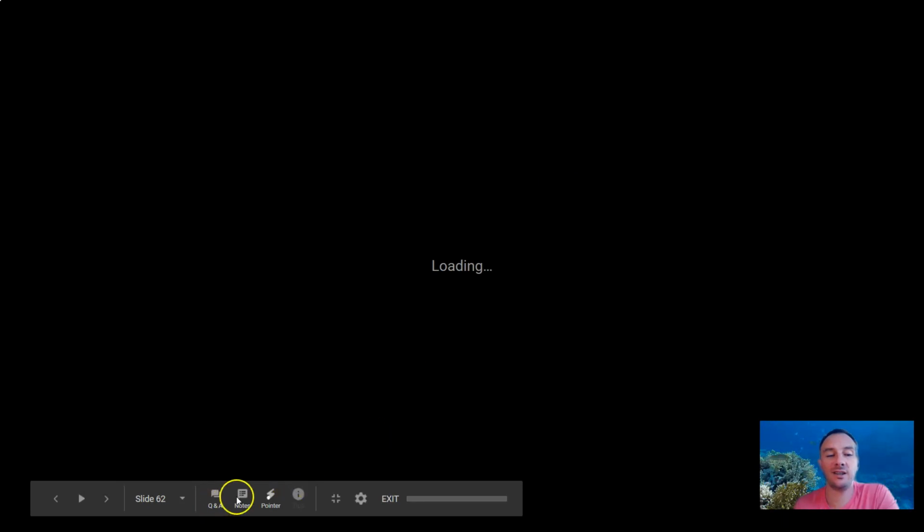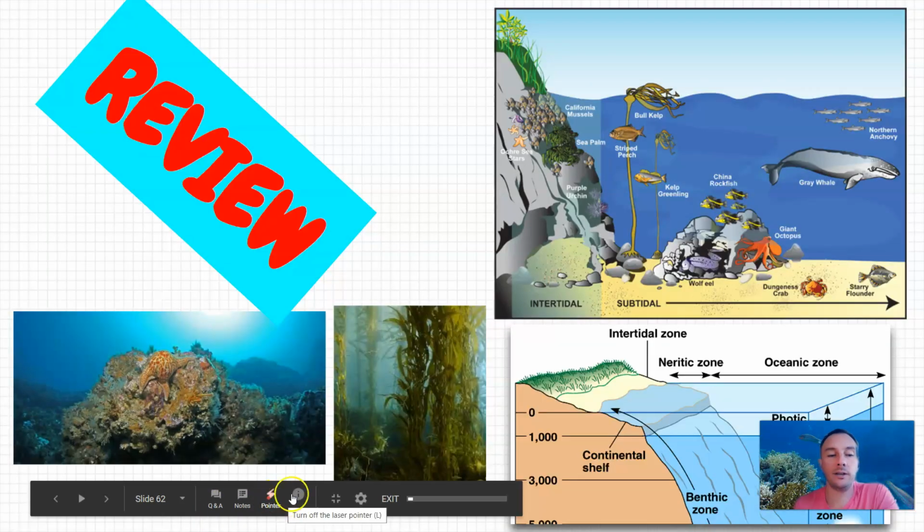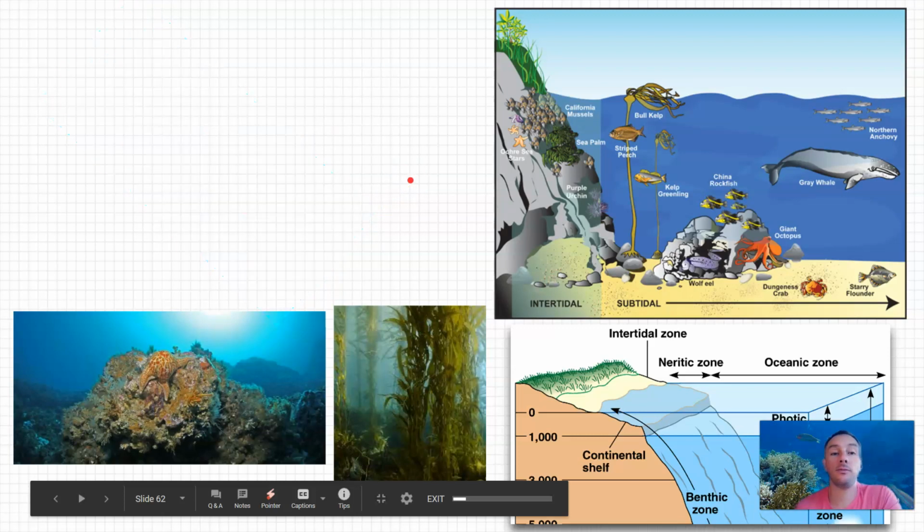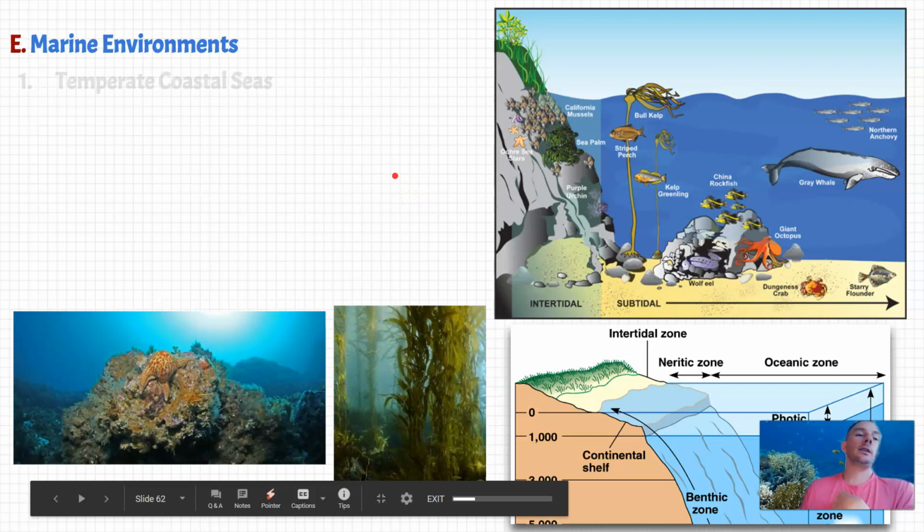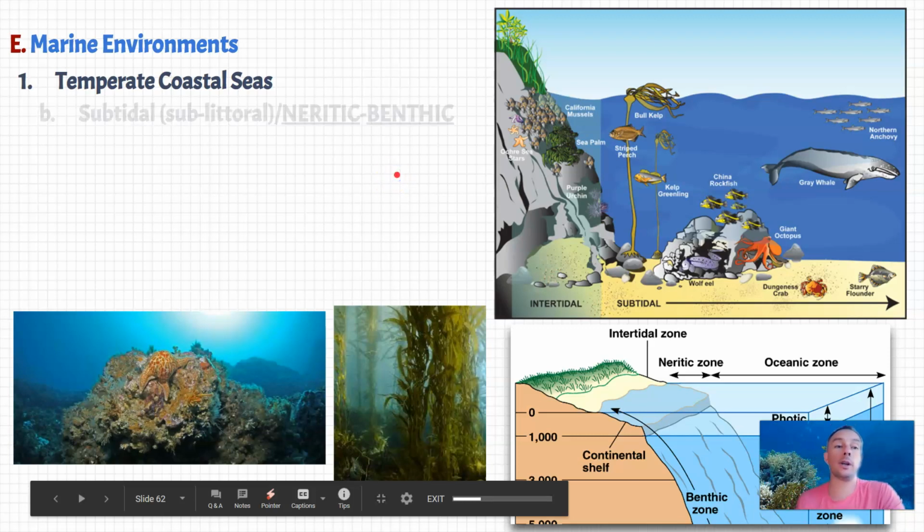And here we go. Start off with a bit of a review from last week. Last week, marine environments. And we're still talking about temperate coastal seas because that is our local marine environment here along the Oregon coast.